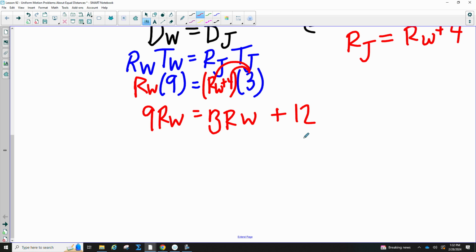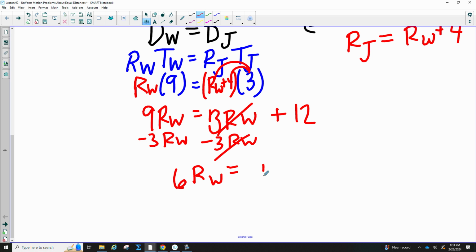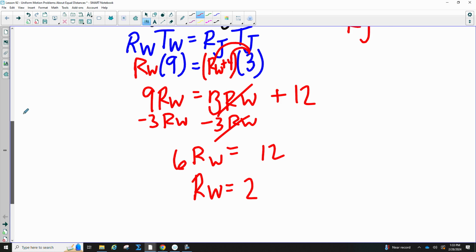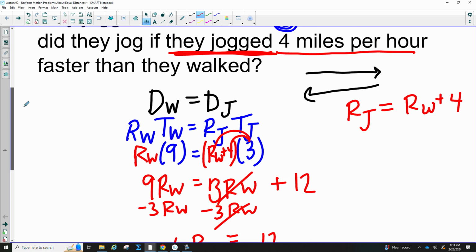Then I'm going to subtract 3RW from both sides. That gives me 6RW. And then I've got 12 left on this side. Okay, divide both sides by 6. And that means that my rate walking is 2. Now, my rate, I go back up and I look, what units are we talking about? My rate is in miles per hour.